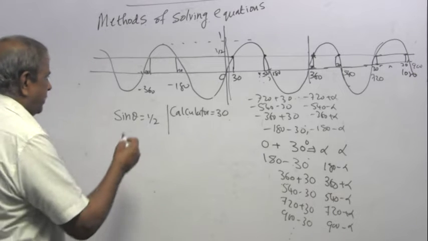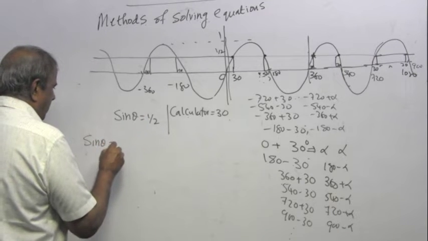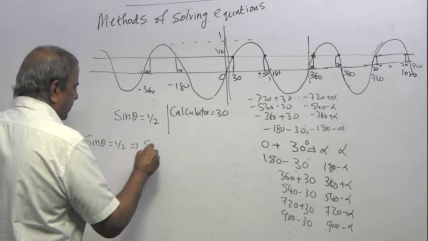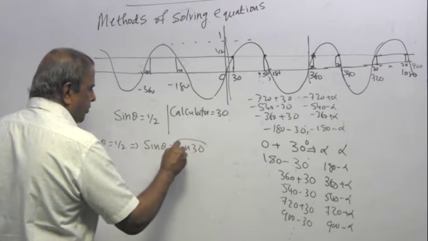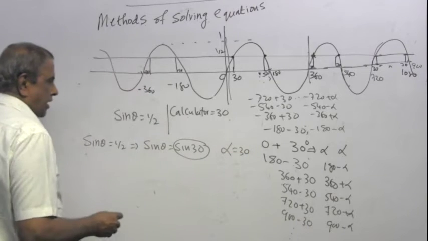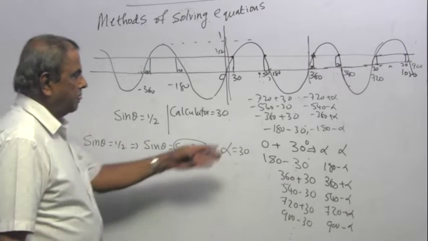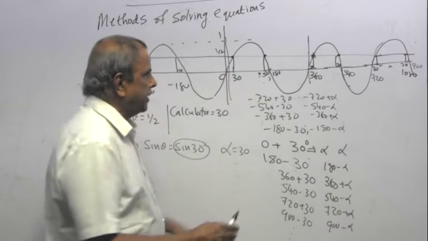So in other words, can I say sine theta equal to half can also be written as sine theta equal to sine 30, the smallest possible angle. So alpha is 30. Then all values are given by 180 minus alpha, 360 plus alpha. But let's go a bit further.